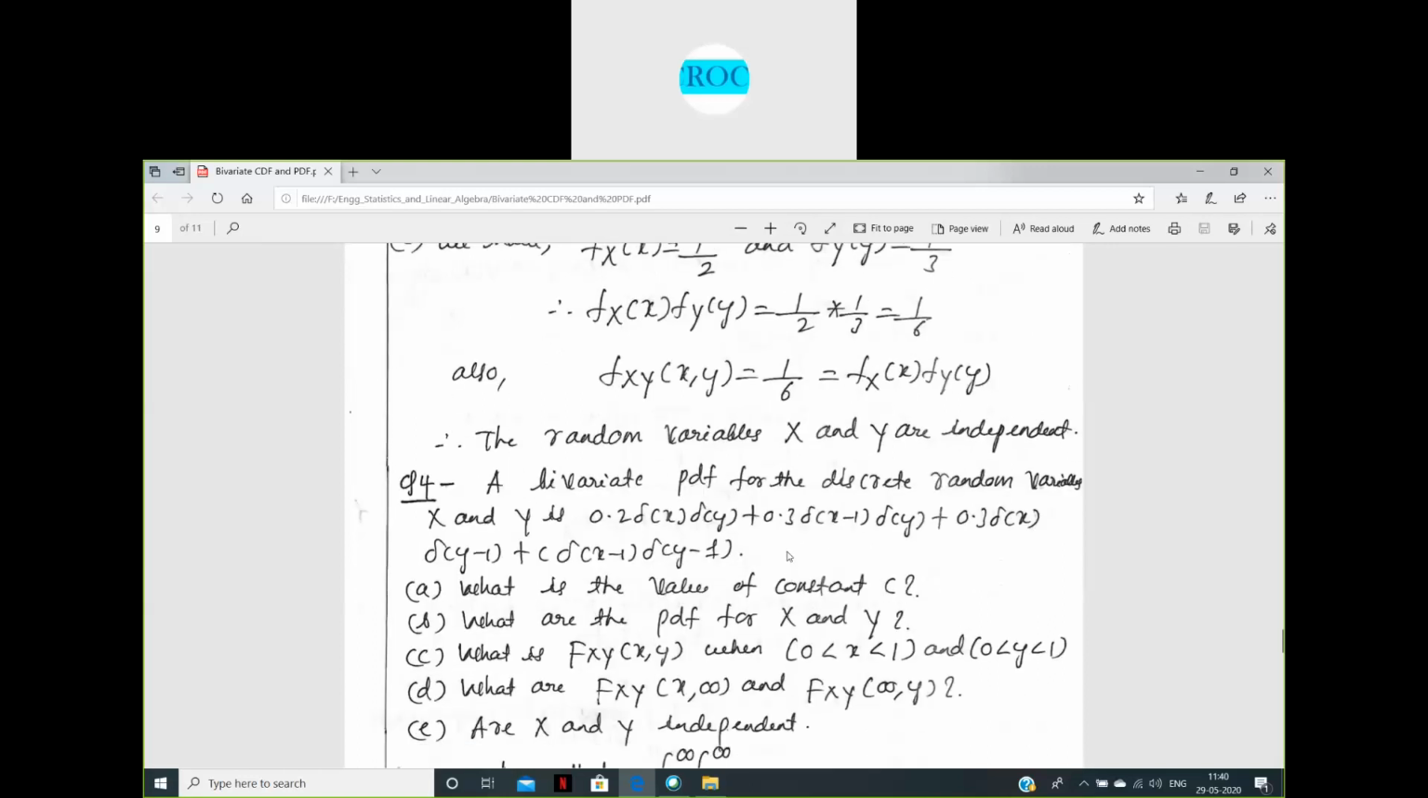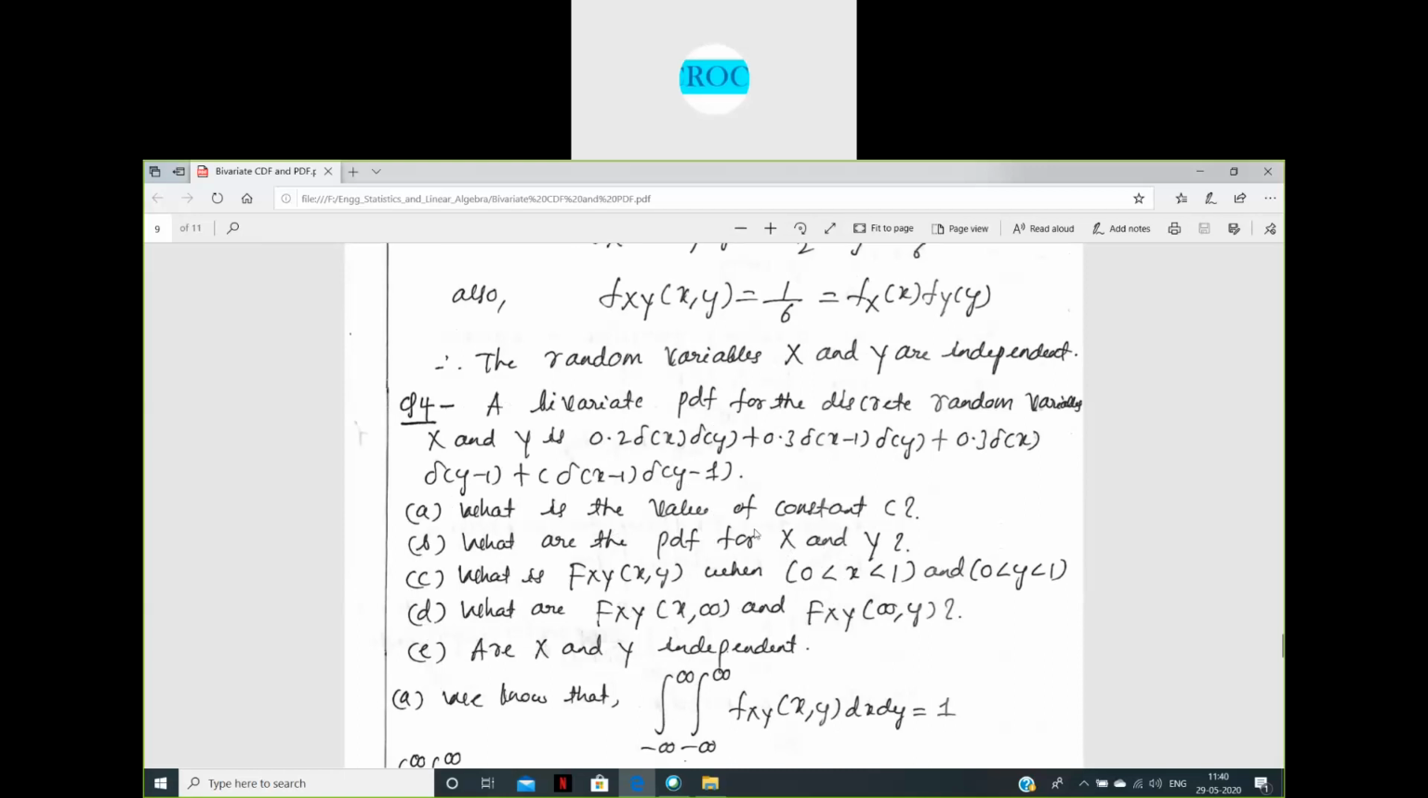Now here what you need to calculate is: a, what is the value of the constant c; b, what are the PDFs for random variable x and random variable y; c, you need to calculate what is Fxy of x comma y when x is less than 1 and y is less than 1; d, what are Fx of x comma infinity and Fx of infinity comma y. And also need to say whether the random variables x and y are independent.